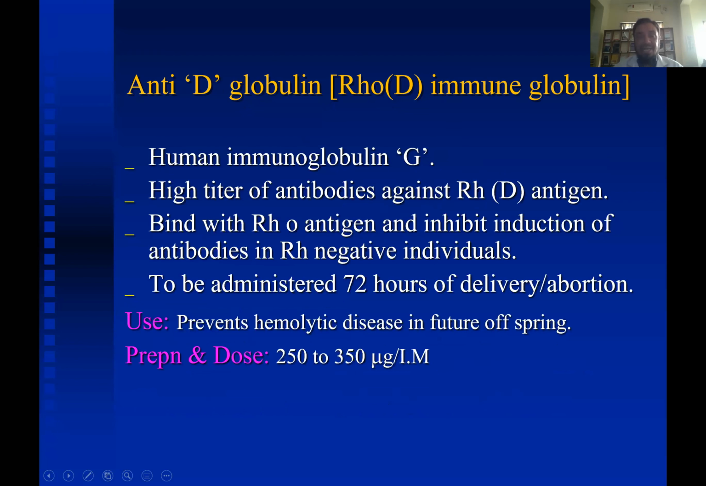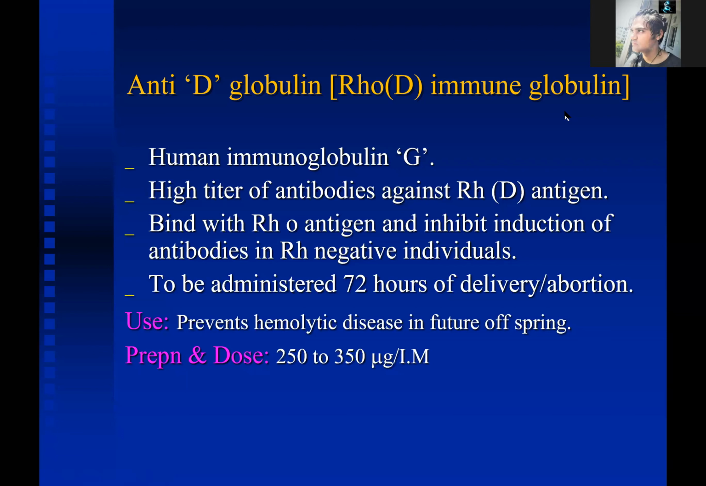Now coming to anti-D immunoglobulin, which is also known as Rho-D immunoglobulin. You must know about the blood grouping system, the rhesus blood grouping system. Can anyone tell me what is positive and what is negative? Yes, sir. RH antigens are present on the RBC along with antigens A, B, and O. So basically RH positive and RH negative. We are concerned here only with RH positive and RH negative.